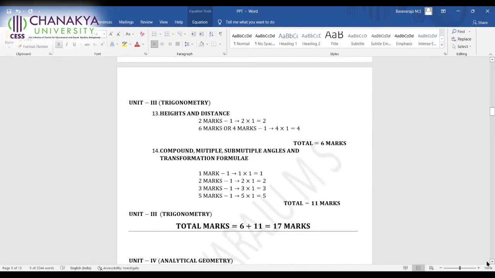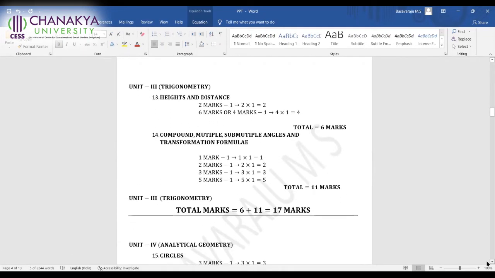Then in unit number 3, which is trigonometry, hardly you will have only 2 lessons, which is heights and distance. You already learned this in your 10th standard itself. Compound angle, multiple angle, submultiple angle, transformation formula. So in this unit, you are going to get 2 chapters. If you practice these 2 chapters, you are going to score 70 marks. And 1 5 marker you can expect from this unit.